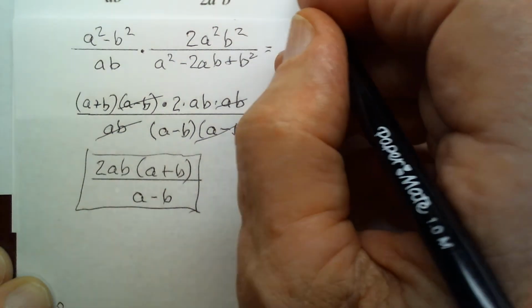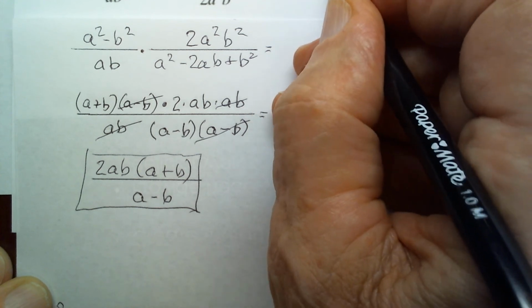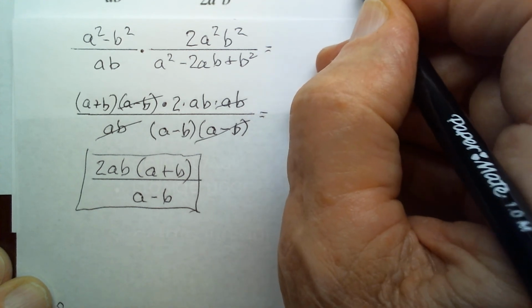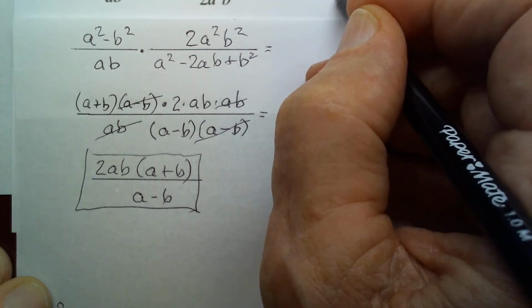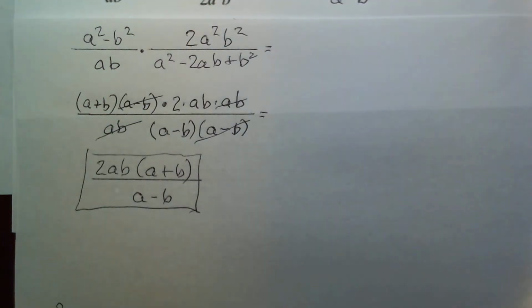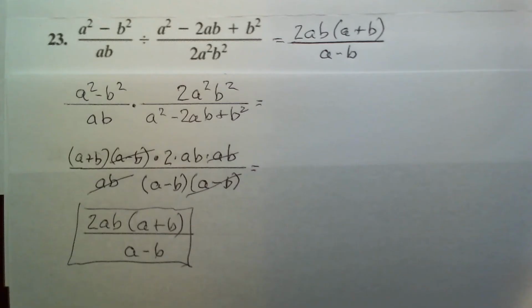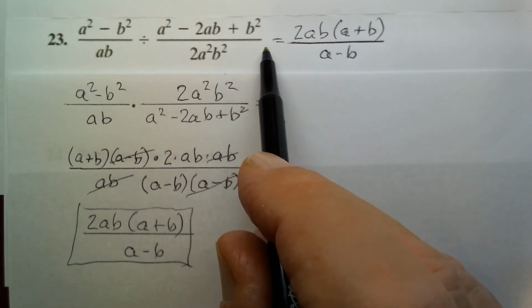So let's write down the answer. It is 2ab times a plus b divided by a minus b. So I wrote the answer next to the original problem statement.